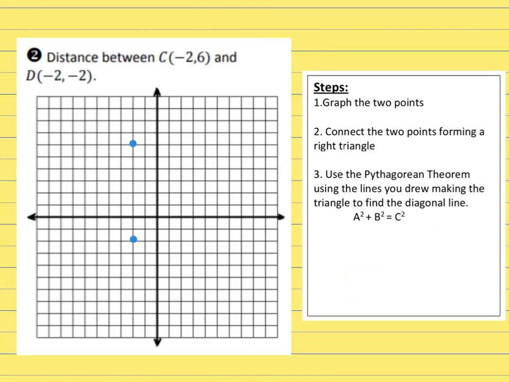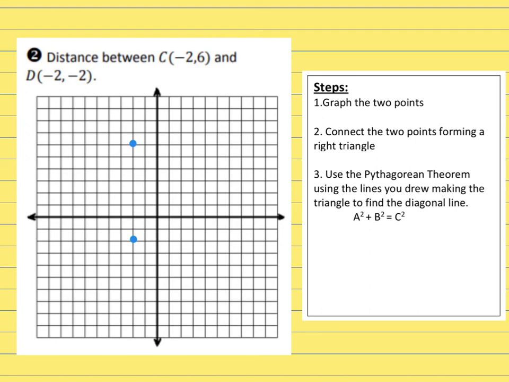So again, the first thing I need to do is graph the 2 points, which I've already done on here. (-2, 6): went to the left 2, and then up 6. And then point D, (-2, -2): I went to the left 2 and down 2. So these points actually line up vertically.